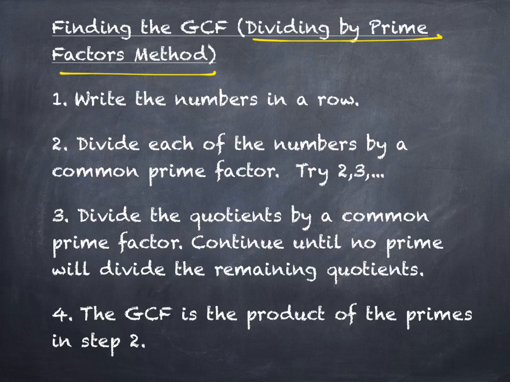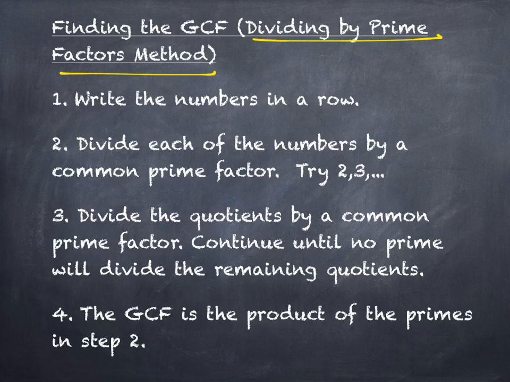So the first thing you do is you write the numbers that you're trying to consider in this group on a row. That is, you write them beside each other with some space so it doesn't look like they run into each other. You divide each of the numbers by a common prime factor. So you look for 2, you look for 3, you look for 5 or 7. Maybe you decide, oh, they both have an 11 in them. It doesn't matter the order.